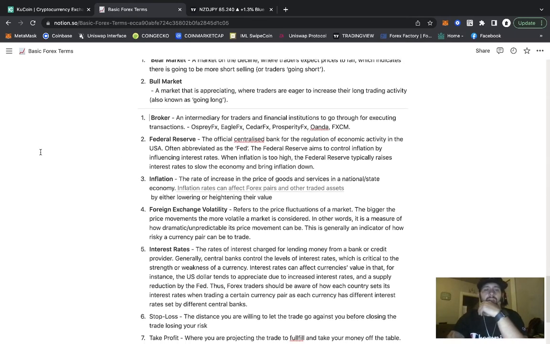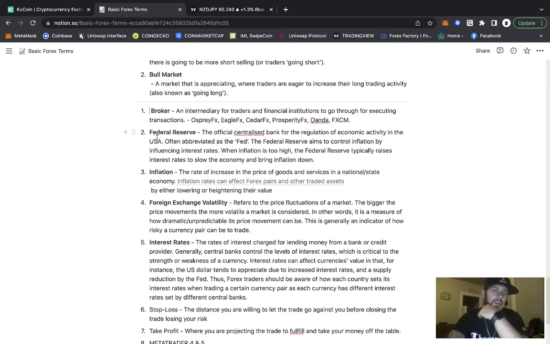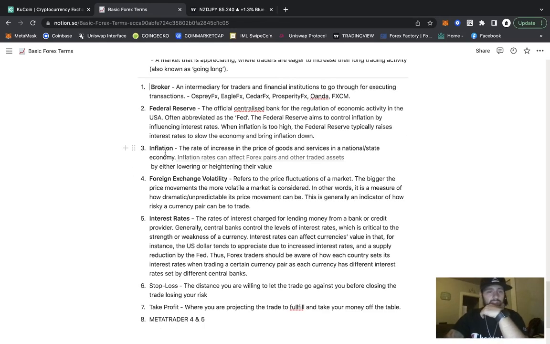And then if you're trading in Forex, you're going to hear about the Federal Reserve, or the Fed, and it is the official centralized bank for the regulation of economic activity in the USA, often abbreviated as the Fed. It aims to control inflation by influencing interest rates. When inflation is too high, the Fed typically raises interest rates to slow the economy and bring inflation down. And what do you think is next? Inflation. Everybody knows what inflation is, but it's the rate of increase in the price of goods and services in a national economy. Inflation rates can affect Forex pairs and other traded assets by either lowering or heightening their value.